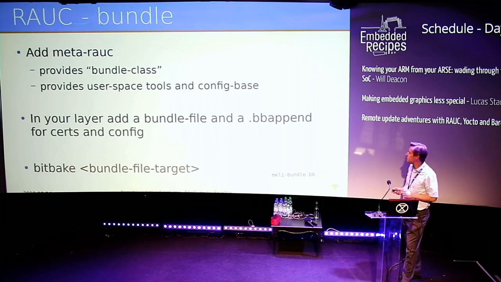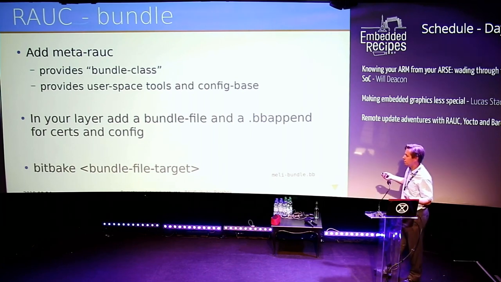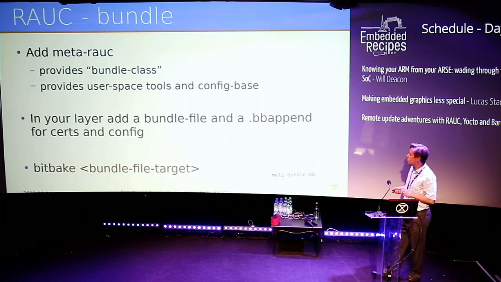And to integrate it into Yocto, there's a meta package called MetaRauc. This provides a bundle class which allows you to define your bundle containing your images and your blobs you want to add to your bundle. You need to add some certificates, which are used to sign your bundles. Without it, it does not work. And then in your Yocto code, you just write bitbake the bundle target, and it will create a bundle.